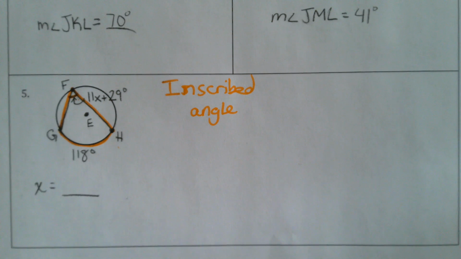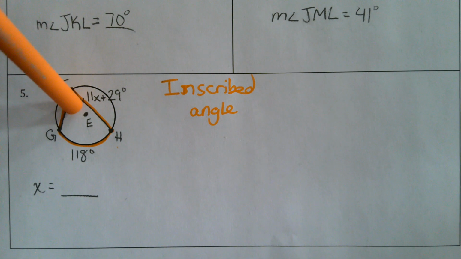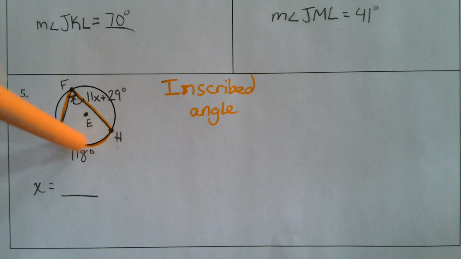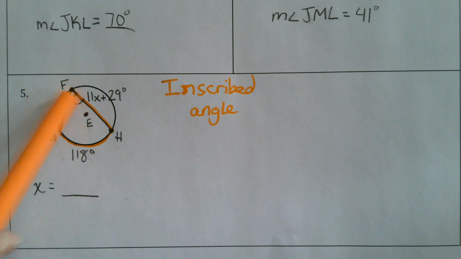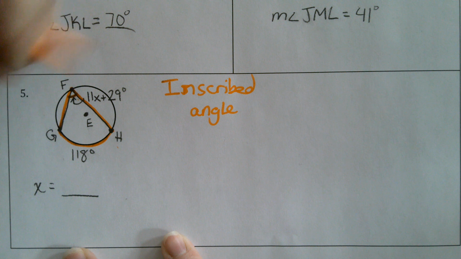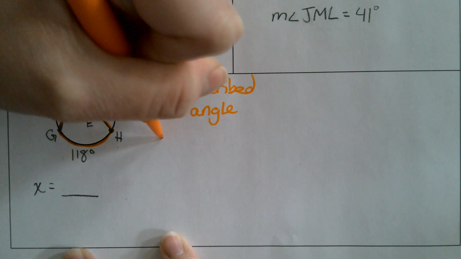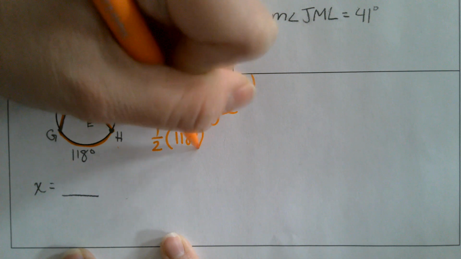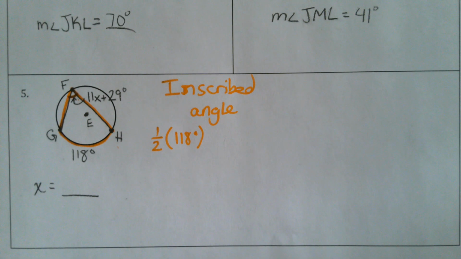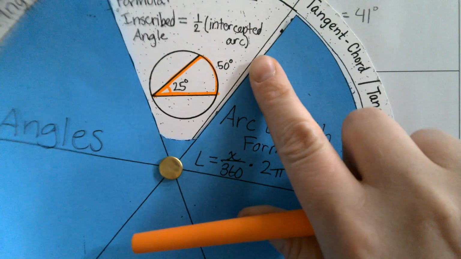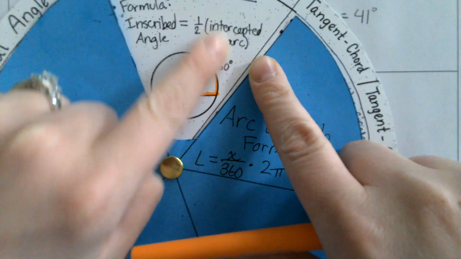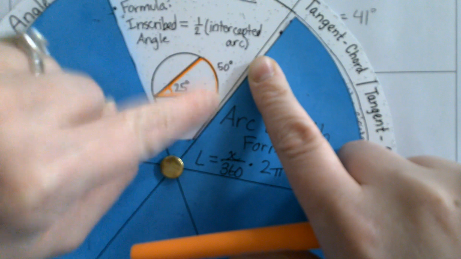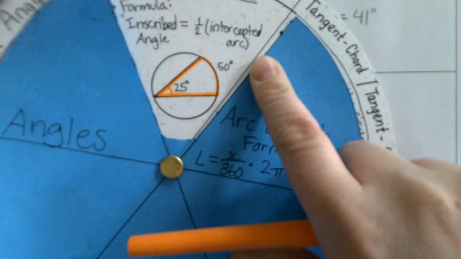Since it is an inscribed angle, we know that the angle is half of the arc. We already know what the arc is. It's 118. So let's take half of that to figure out what the actual angle is. So for this angle, we have 1/2 of our arc, which is 118. Again, this all comes straight from the spinner. I will show you one good time. Inscribed angle equals 1/2 of the intercepted arc. Intercepted arc is this bit here, and half of that is going to be the angle.